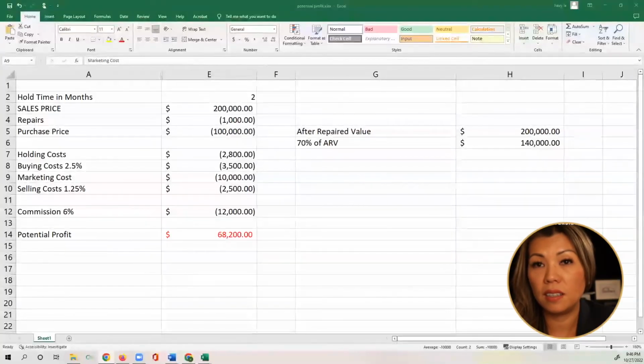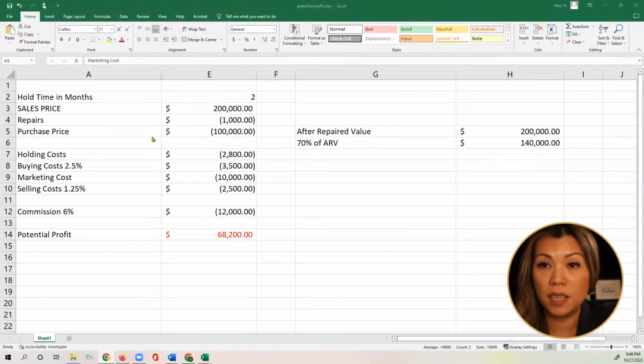So I'm going to share this Excel sheet with you. Let me go ahead and share. And here I'm going to use some predetermined numbers already, okay? So remember earlier in my explanation, we're talking about purchase price, repair, sale price, holding costs, buying costs, marketing costs, selling costs. And then I put the commission separately, okay?